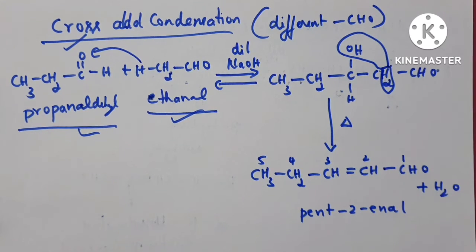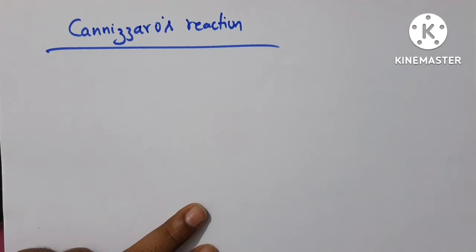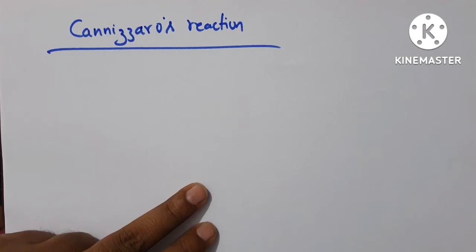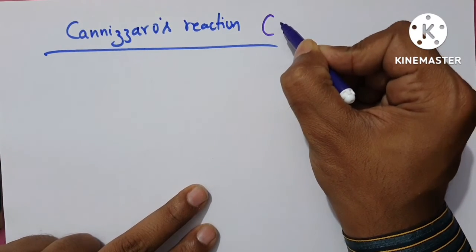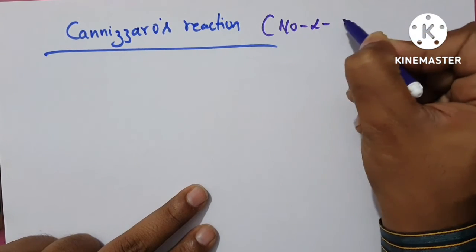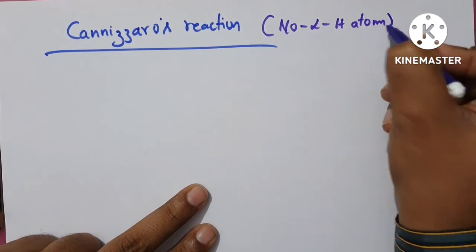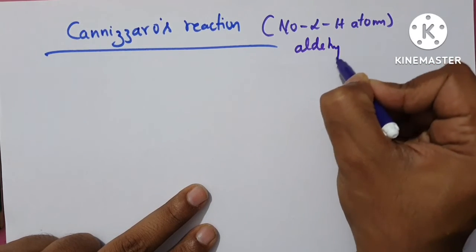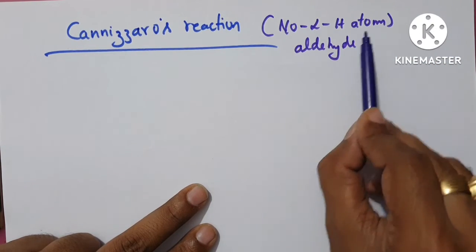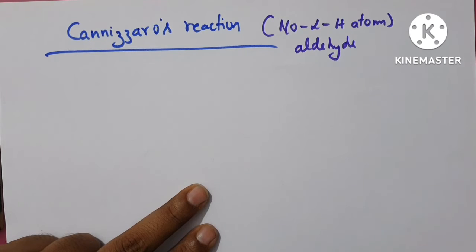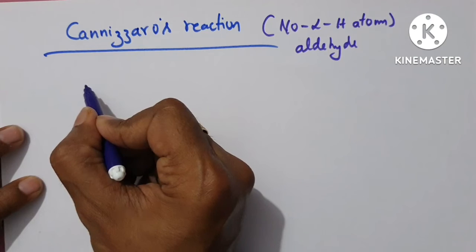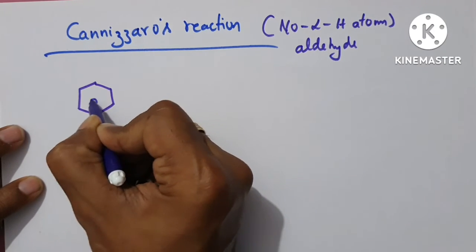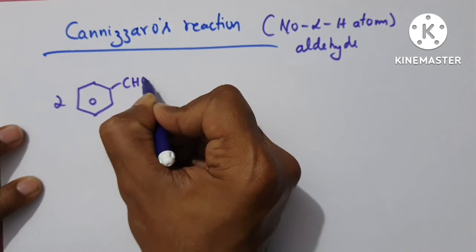Now let us quickly go for the Cannizzaro reaction. Remember, children, whenever I say Cannizzaro reaction, it takes place with the aldehyde containing no alpha hydrogen atom. If it is no alpha hydrogen atom, I'll just show you one best example here. I will take an example of benzaldehyde. I'll take two molecules of benzaldehyde.